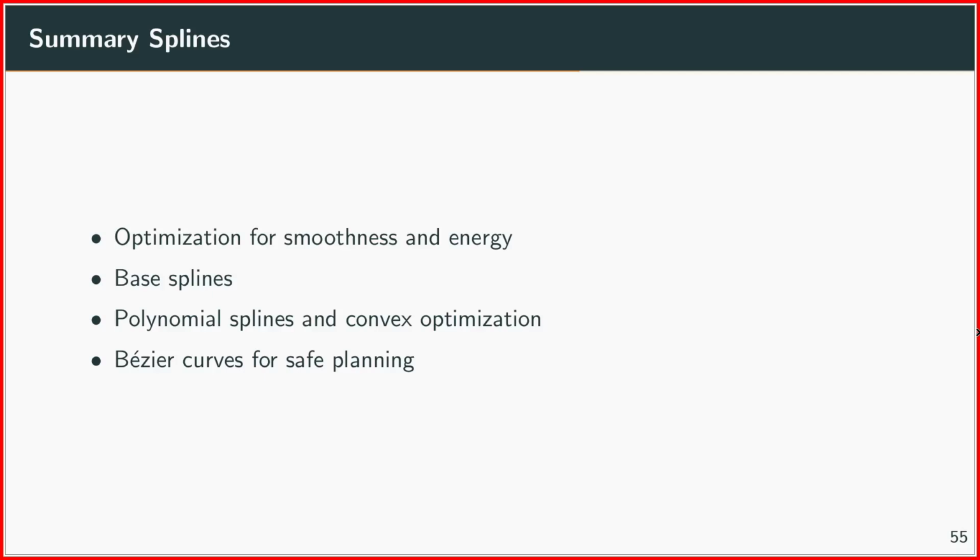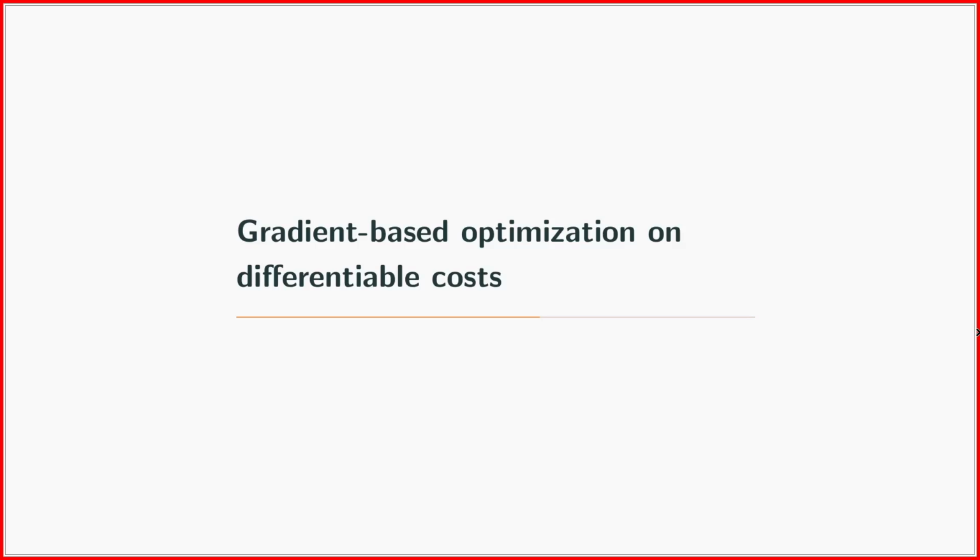I would say two of the most important splines are really polynomial splines, which you can directly use in combination with convex optimization to get very low energy paths. And then also Bezier curves are super important because you can do the safe planning where you have this guarantee that you will always stay feasible and not collide with any obstacles. Okay, and that wraps up everything about splines.